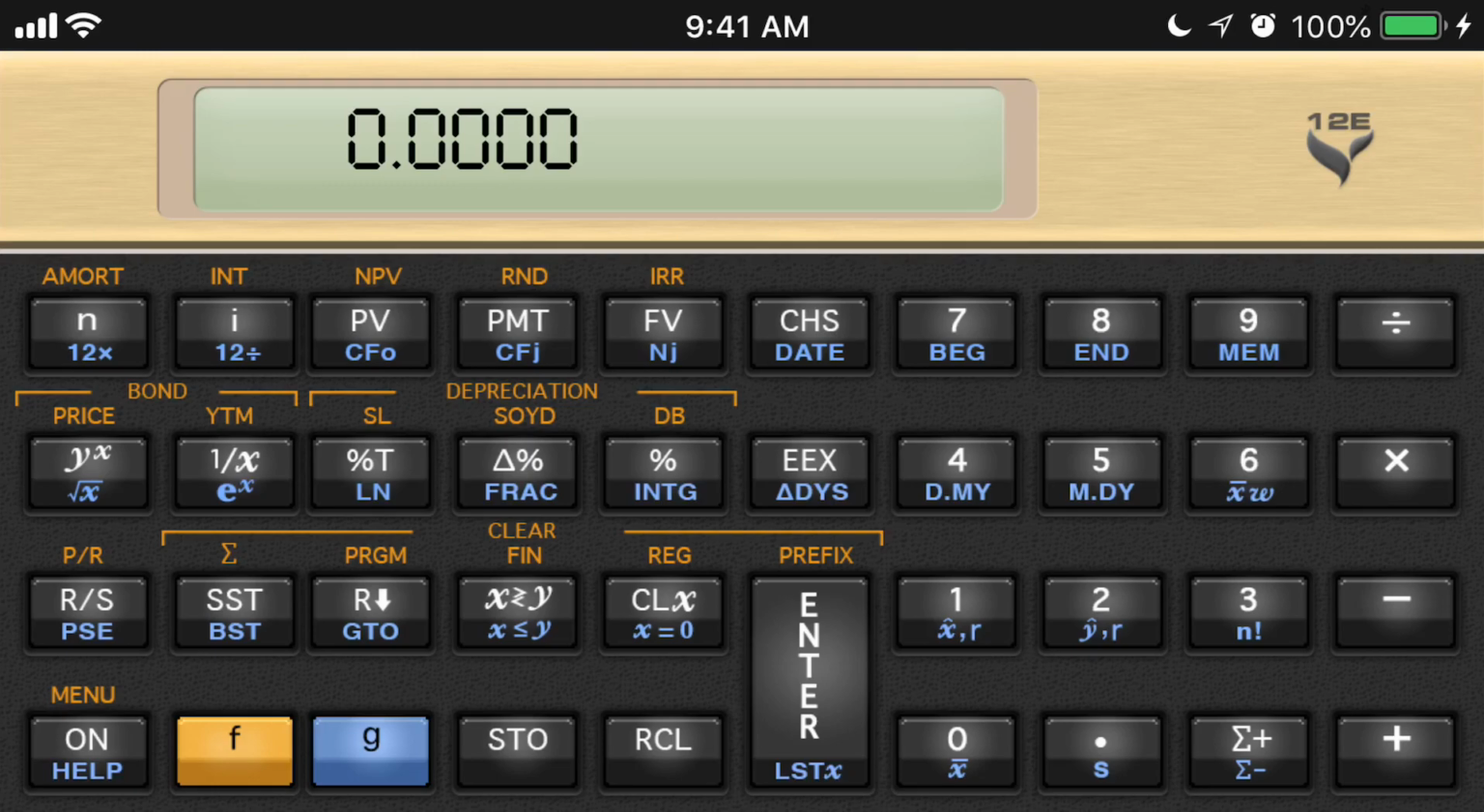The other thing I like to do when I'm starting out is to clear the registers of the calculator. It basically just clears the memory from previous calculations. You do that by hitting G, REG, which is to the left of the Enter key. And now we can get right into it.